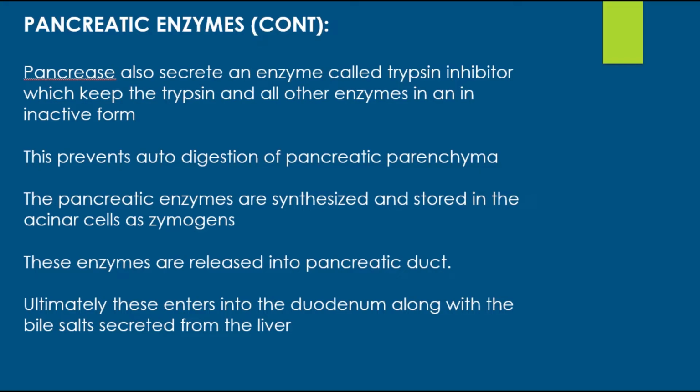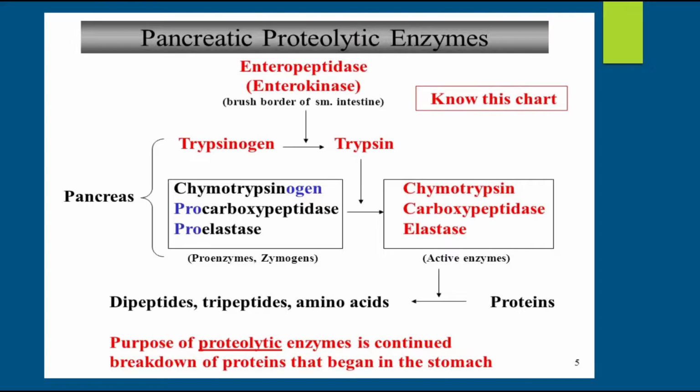Apart from the digestive enzymes, pancreas also secretes some inhibitory enzymes like trypsin inhibitors to keep the digestive enzymes in the inactive form and prevent its autodigestion. All these pancreatic enzymes which are released into the duodenum are in the inactive form. In the duodenum, the enterokinase enzymes convert trypsinogen into trypsin, which in turn activates all other pancreatic enzymes.